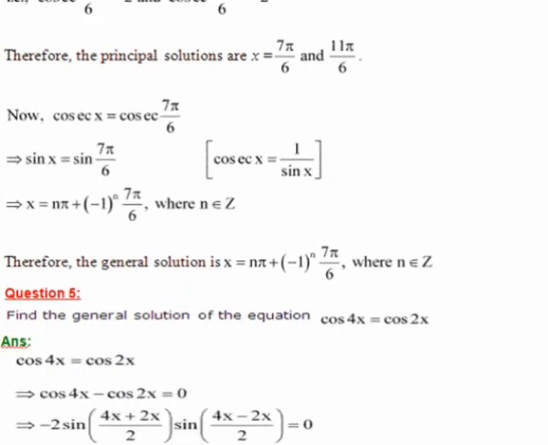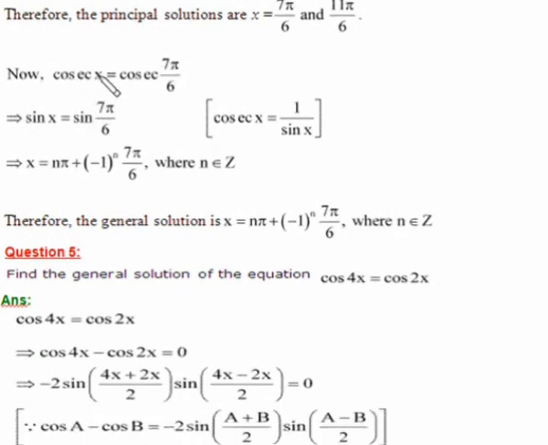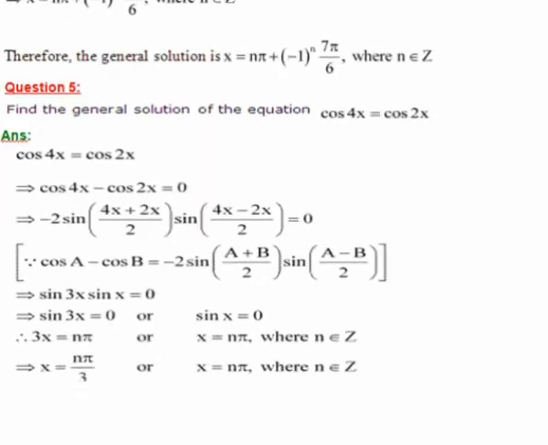Now move for the general solution. cosec x is equal to cosec 7π/6. It is equivalent to sin x is equal to sin 7π/6. This is the same as the second condition, that is sin x is equal to sin y. We know about it: x is equal to nπ + (−1)^n × 7π/6. This is the general solution of it.